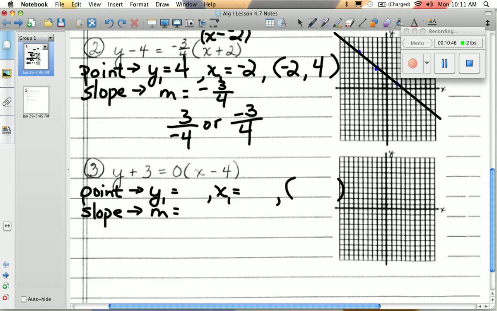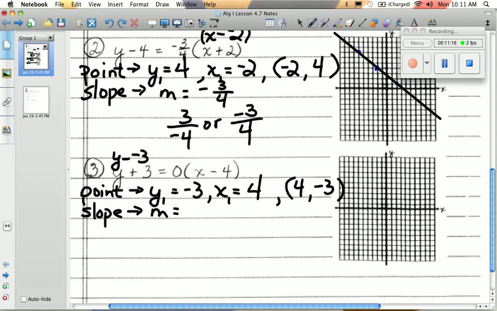So what's our y sub 1 in this one? Negative 3, yeah. So it's negative 3 because this can be rewritten as y minus a negative 3. What's our x sub 1? Positive 4. That one is already subtraction. We don't need to change it. So 4 is what's being subtracted. So what's our ordered pair? (4, negative 3).